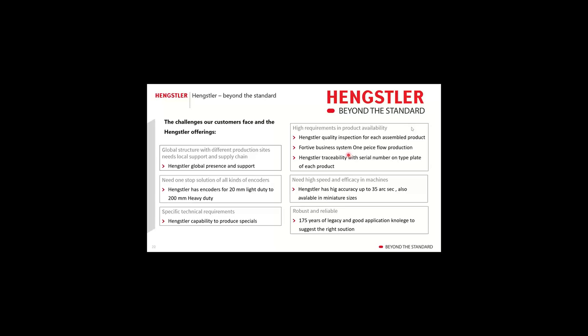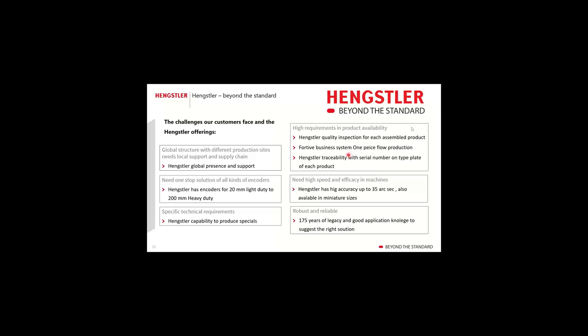High speed and efficiency are required in machines. The latest trend is to produce more, and at the same time produce it with high efficiency and less wastage in your machines. So how can you achieve high efficiencies? By using high accuracy encoders, which can give you real-time information.